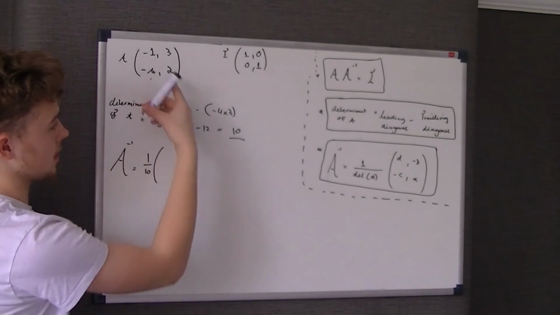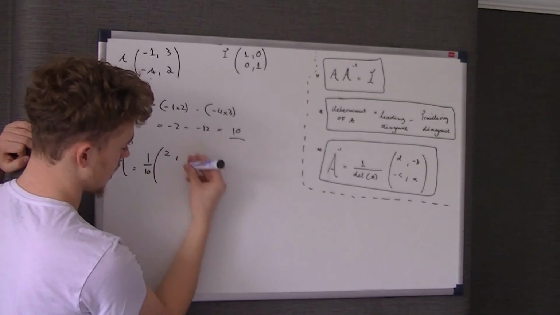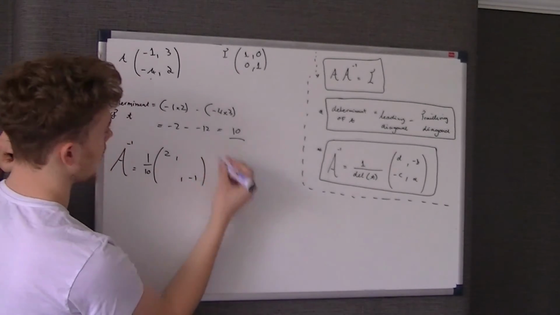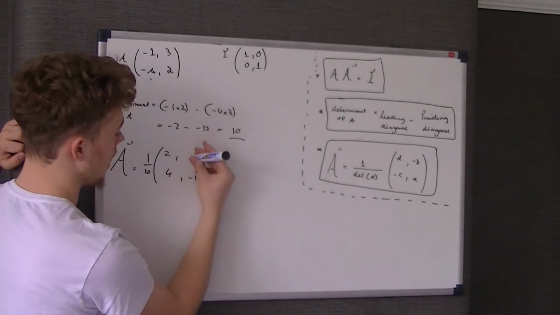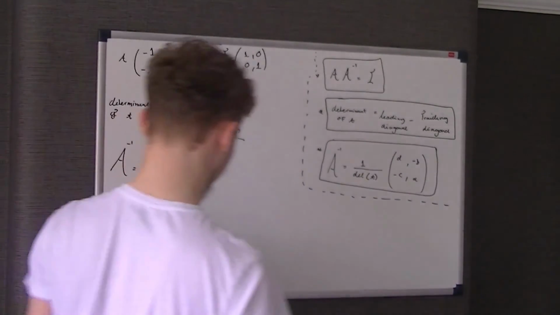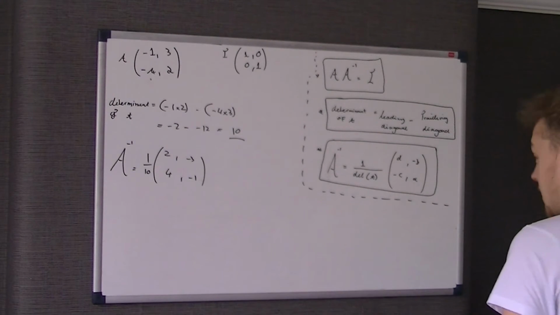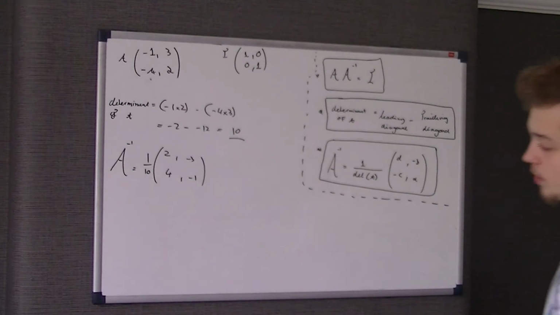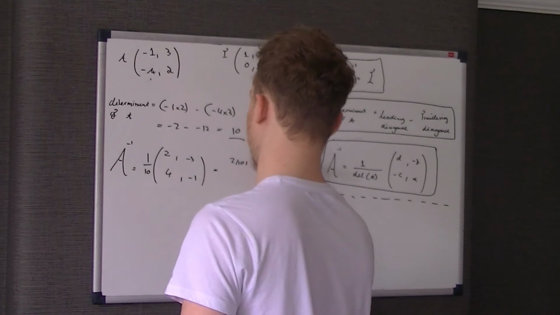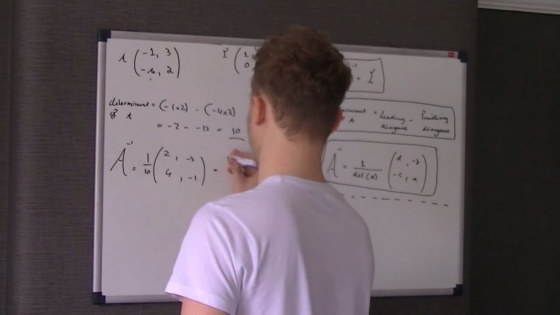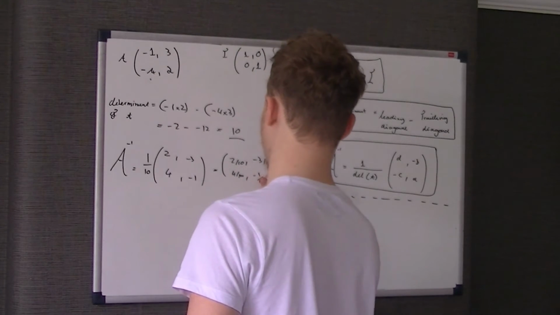And you rearrange this, so you swap the 2 and the minus 1 over, so you get 2 in the top left and minus 1 in the bottom right. And you just take the negative versions of minus 4 and 3, so your bottom left is just 4 and your top right is minus 3. Now it's just a case of expanding this out, so it becomes top left 2/10, top right negative 3/10, bottom left 4/10, and the bottom right is negative 1/10.